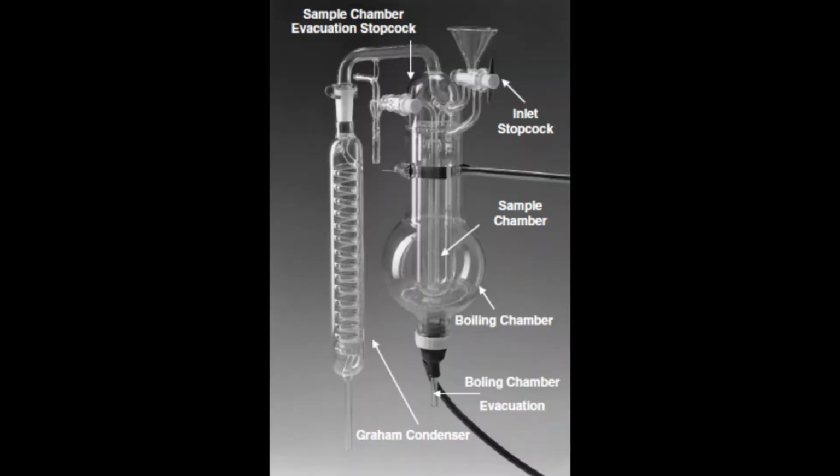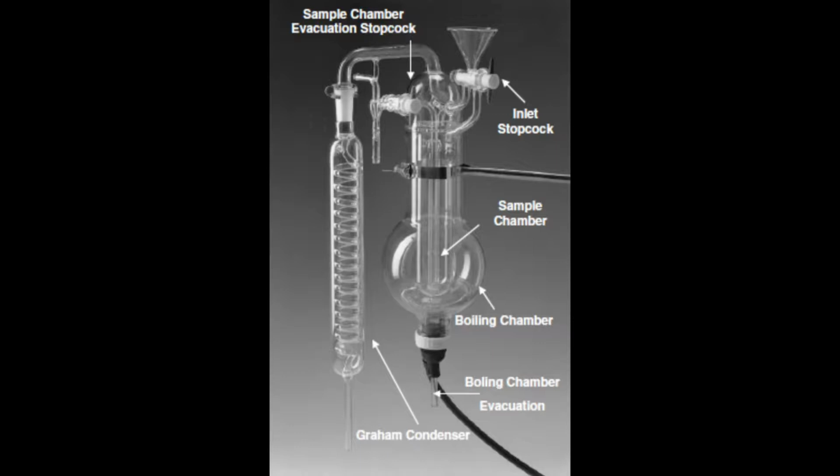A cash still is needed to run this method and is comprised of multiple pieces. The boiling chamber contains the heating element, which heats up the distilled water, pushing steam through the sample. The funnel above the inlet stopcock allows water to be entered into the boiling chamber or sample to be entered into the sample chamber, depending on the orientation.